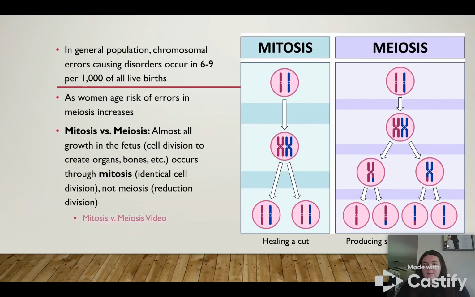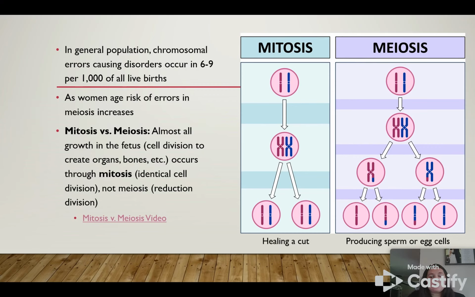This is another example of how mitosis and meiosis work. When we have a cut on our finger and our cut is healing, our skin cells are going through mitosis. They are duplicating themselves, and it's the exact same cell, right? It's the exact same DNA copy. But when our body is producing sperm or an egg cell, it's going through meiosis, that type of cell division.